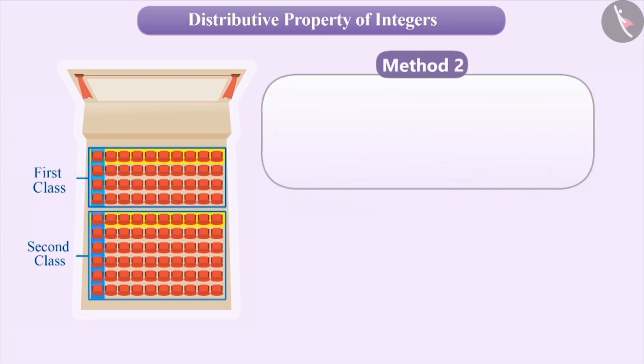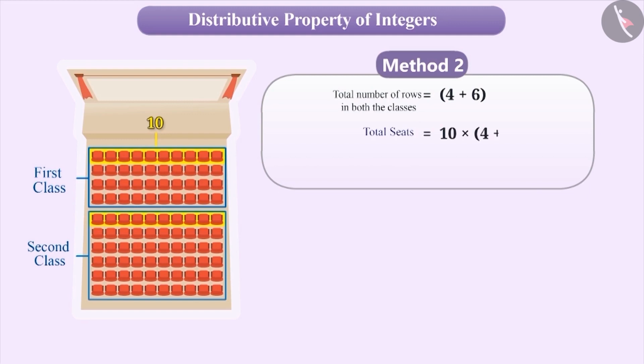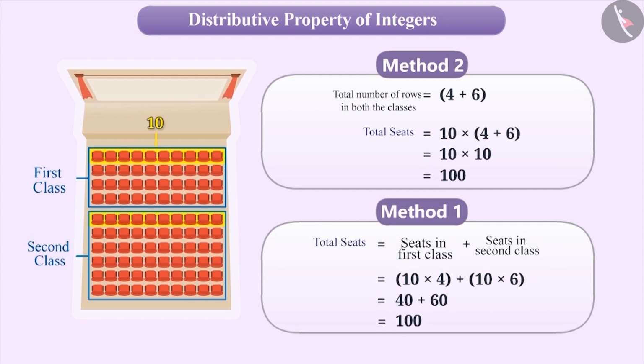Method 2. If you look carefully, you will see that the number of seats in each row is equal in both the classes, which is 10. Here the total number of rows in both the classes is 4 plus 6. So the total number of seats in the auditorium can be calculated by simplifying 10 multiplied by (4 plus 6). After solving this, the answer will be 10 multiplied by 10, which is 100. The result was the same in both the methods.